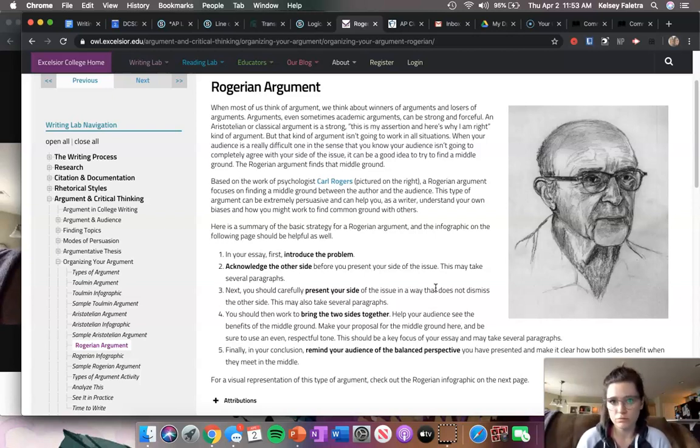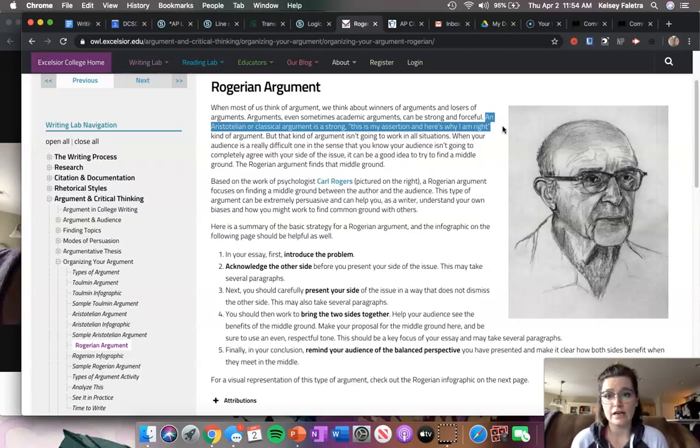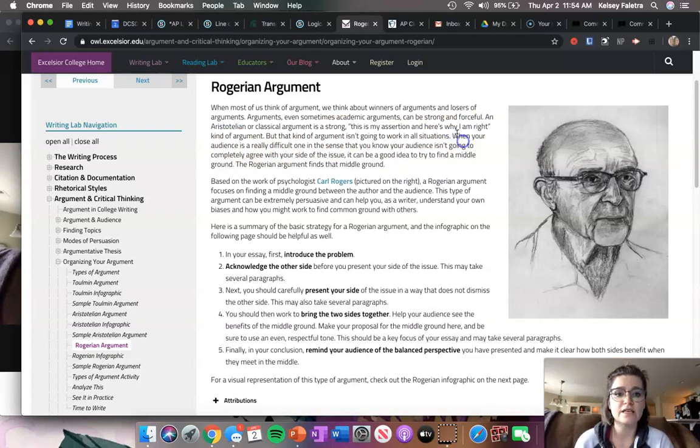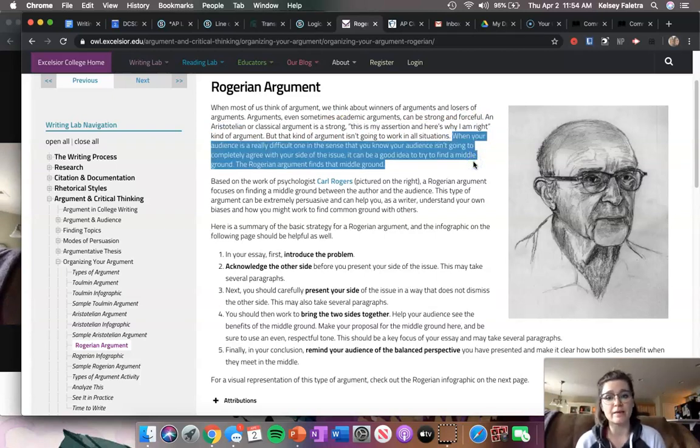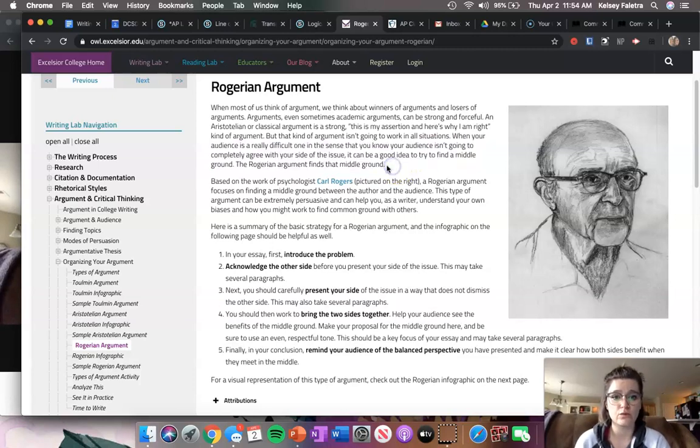But when we do argue about super emotional things, which we do all the time, politically, socially, religiously, whatever, Rogerian is a really effective tool because it's not about who wins or loses. Okay? So here's basically the breakdown. If you want to say, this is my assertion and here's why I'm right, you want a classical. If you want to include a lot of detail and a lot of analysis in your argument, Toulmin is the way to go. But if you want to address the complexity and controversy of an issue with an audience that maybe is really difficult or is not going to agree with you, Rogerian is that middle ground. Okay? Rogerian is the way to go. It softens the blow.